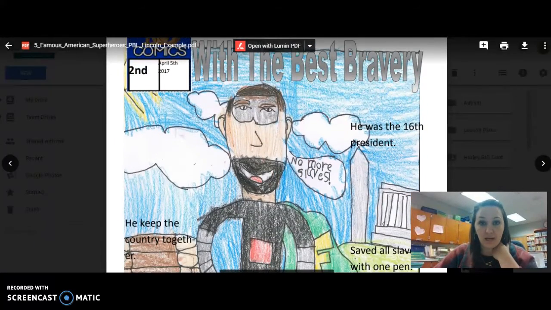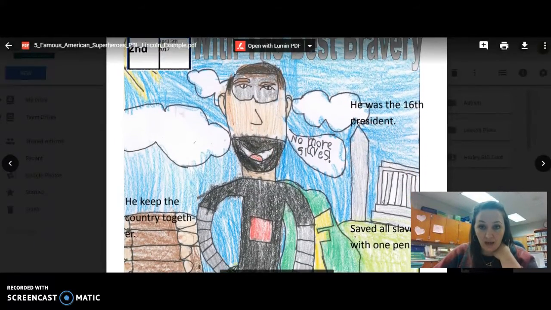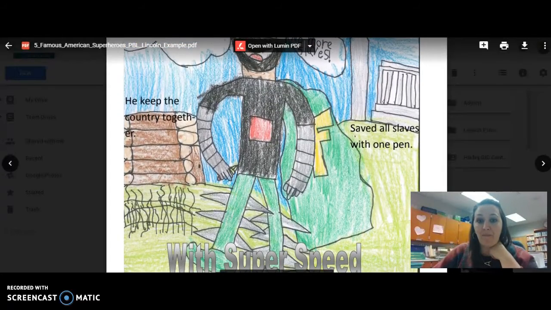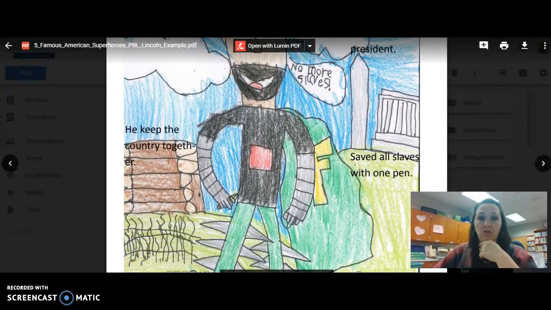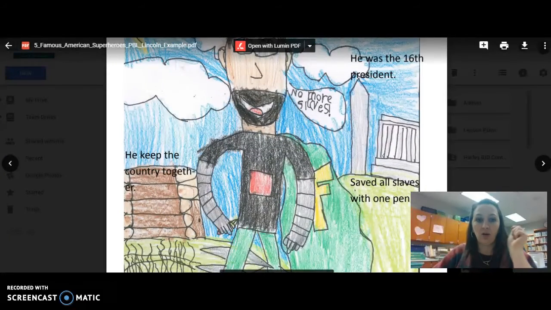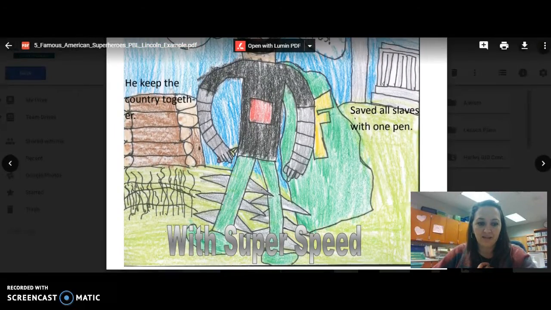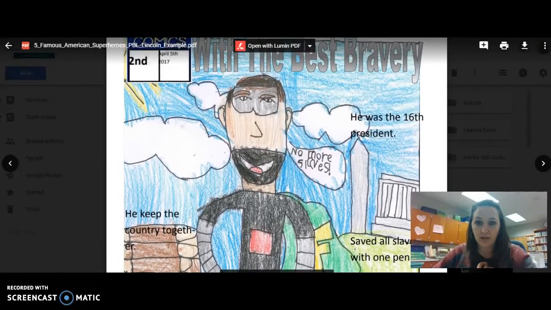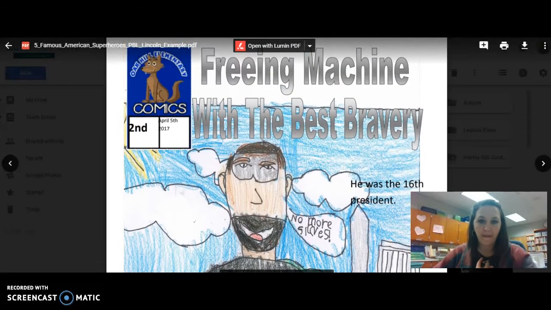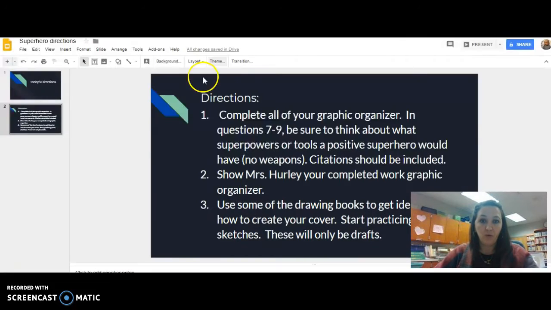This is an example of Abraham Lincoln, okay, and he had a magical pen, so he could just sign that all slaves were free, it looks like, and you can see he has some other things there. So that is what we're going to be trying to do. So now you need to start thinking about what is it that you want to do for your cover, okay, once you've thought about everything else in your graphic organizer.